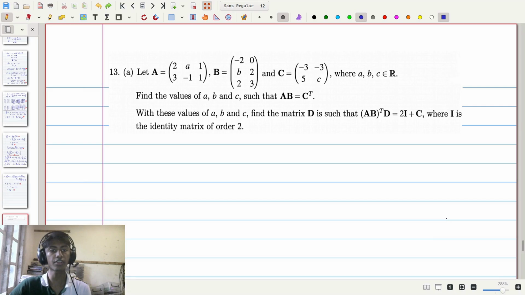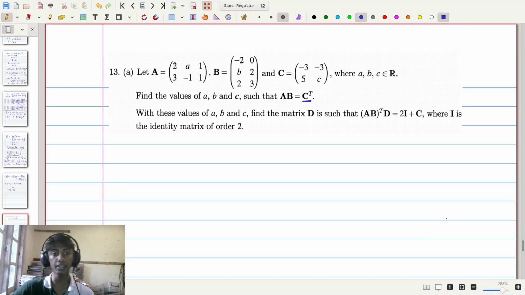The question says, let the capital A matrix be the 2 by 3 matrix given by 2, A, 1, 3, negative 1, 1. Let the capital B matrix be the 3 by 2 matrix given by negative 2, 0, B, 2, 2, 3, and let the capital C matrix be the 2 by 2 matrix given by -3, 3, 5, C, where the values A, B, and C are all elements of the real numbers. Now, given this, the question asks us to find the values of A, B, and C such that capital A matrix times capital B matrix is equal to capital C matrix transpose.